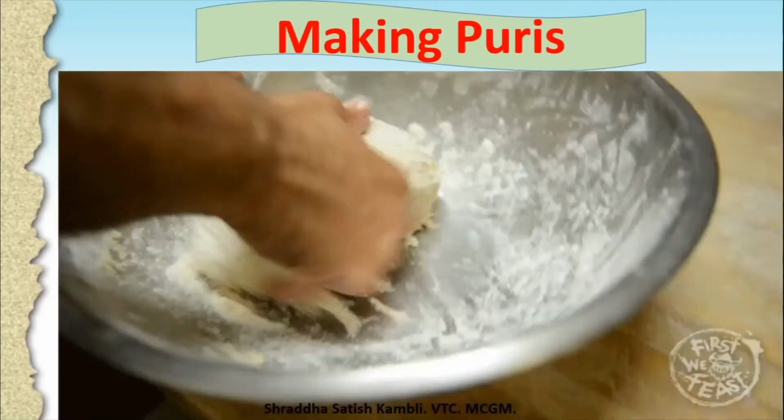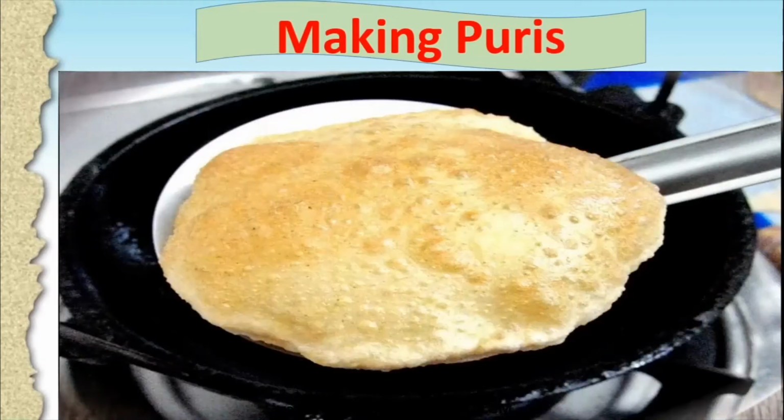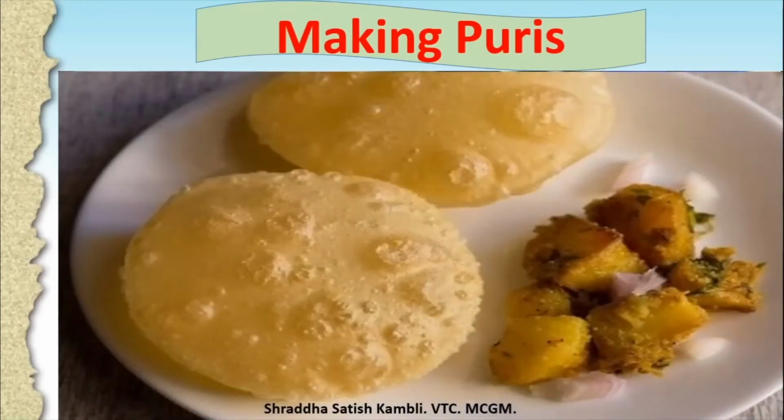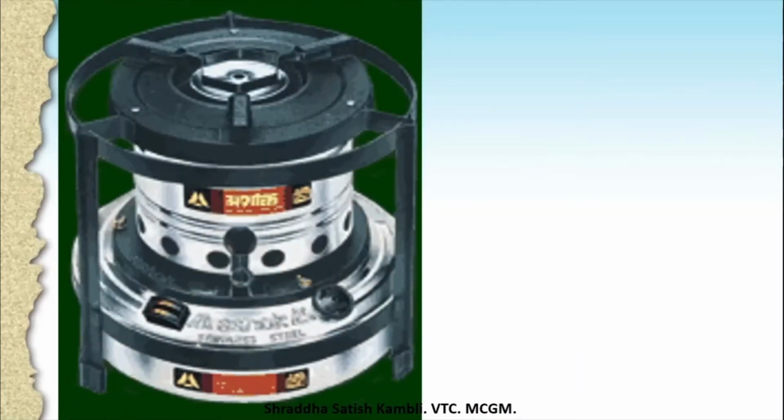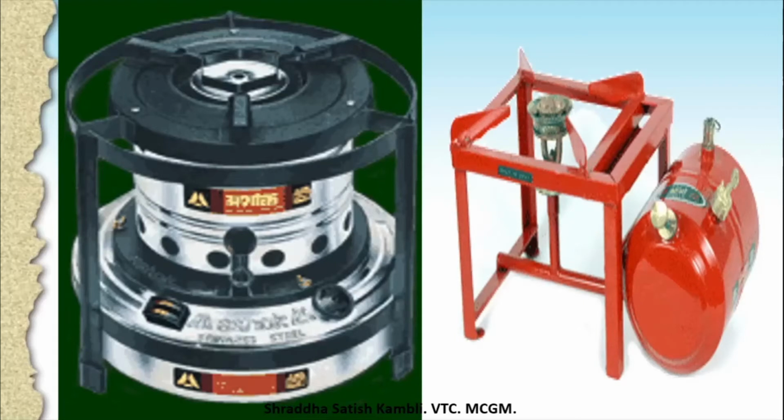But sometimes, children, people who do not have gas stoves, people who are living in the villages even now, they make use of these kind of stoves to cook food. Okay, see this kind of stove. These are kerosene stoves. Alright, some with a wick and some with a burner.